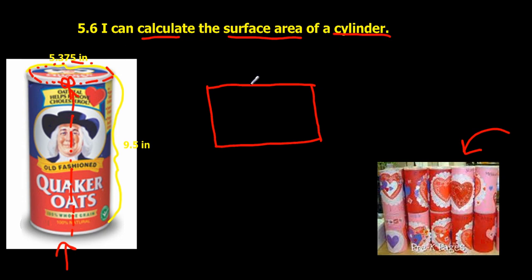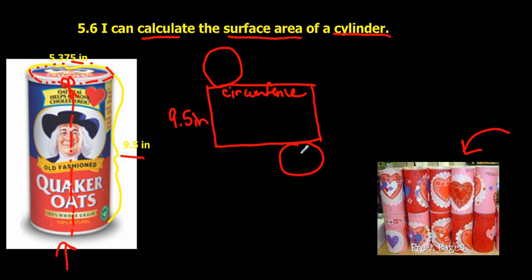So this line right here is what wraps around the circle. This is my circumference. The length of this line is going to be the circumference of my circle. This is going to be my height, which we already know is 9.5 inches. And I'm going to have that top circle, and I'm also going to have that bottom circle. So this is what this cylinder looks like when you lay it flat. And I know that the diameter of my circle is 5.375 inches.